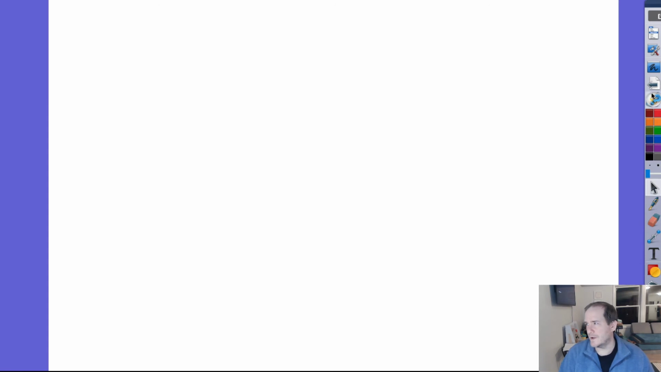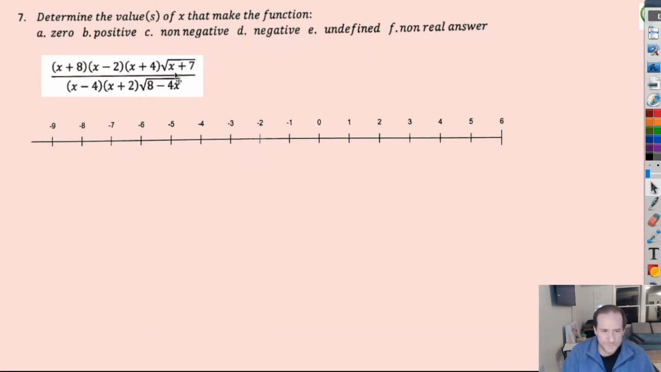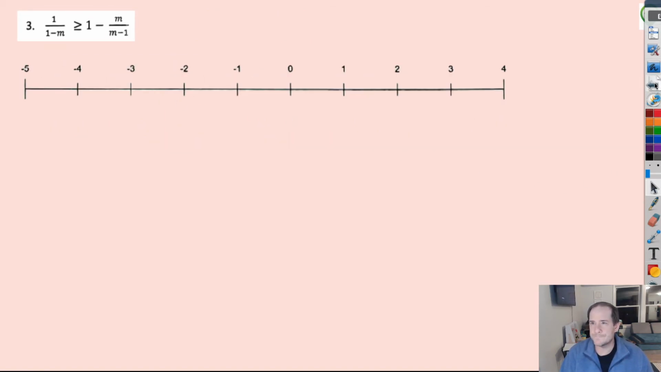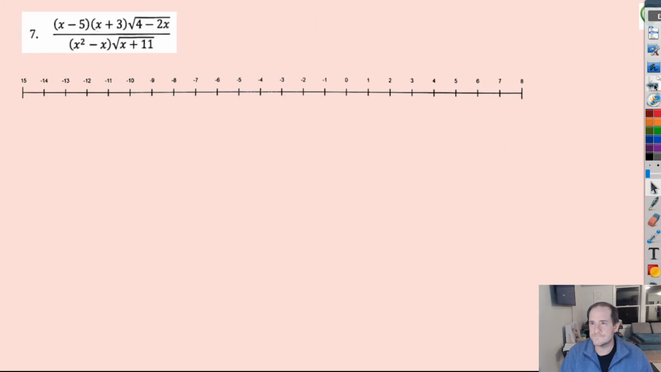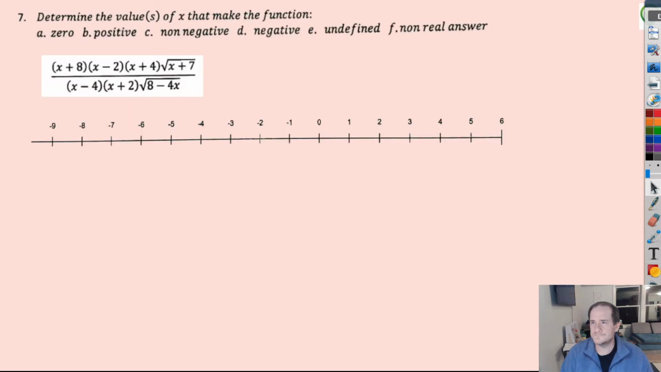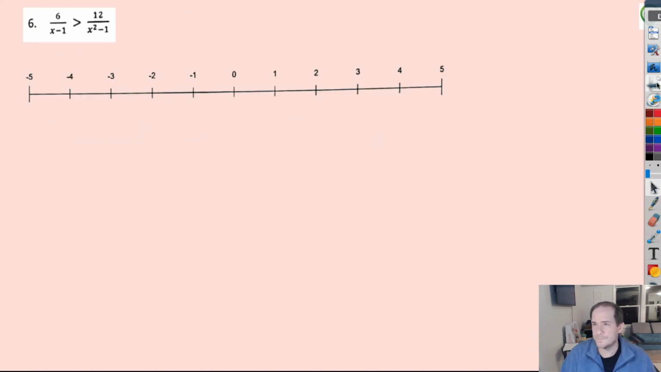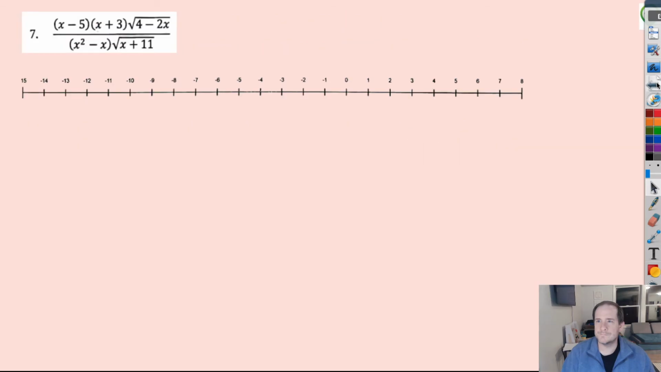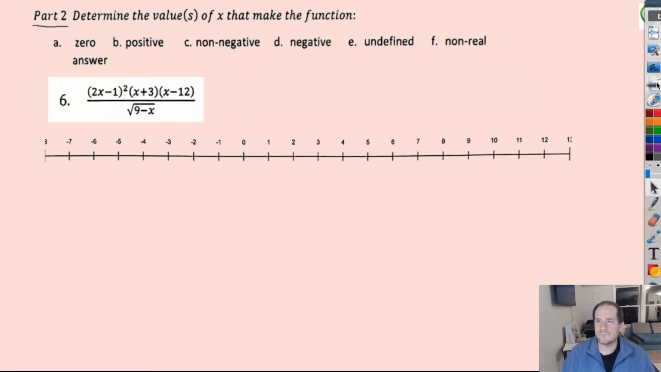And that's it. Okay. So I would recommend that you do this. Number 7 has the 2 radicals. I would do it if I were you. This 7 has 2 radicals. That's not the same, is it? 4 minus 2x and x plus 11. No, they're definitely different. They're both number 7s, but they're different. Okay, and 6 is different too.